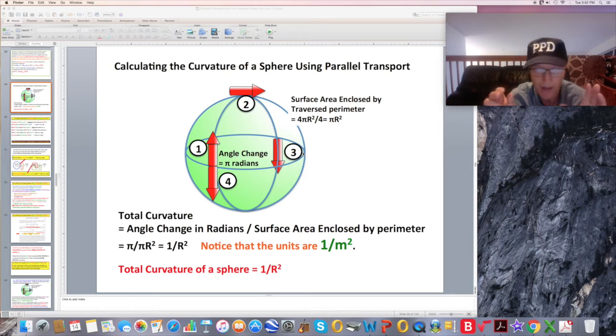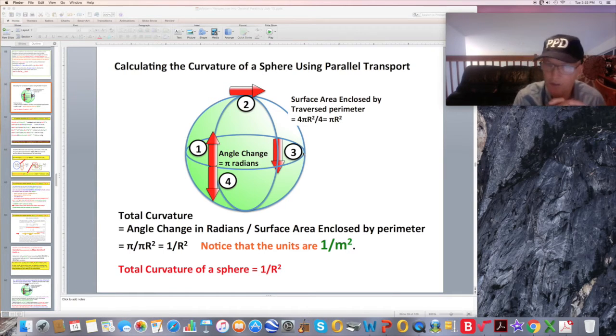1/4 of that is pi r squared. So you take the change in the angle, pi, and you divide by the area enclosed by that transit, which is pi r squared, and you get 1 over r squared. Now, that's good to know. First of all, you're seeing that curvature is expressed in terms of the radius of the arc. And the other beautiful thing is 1 over r squared.